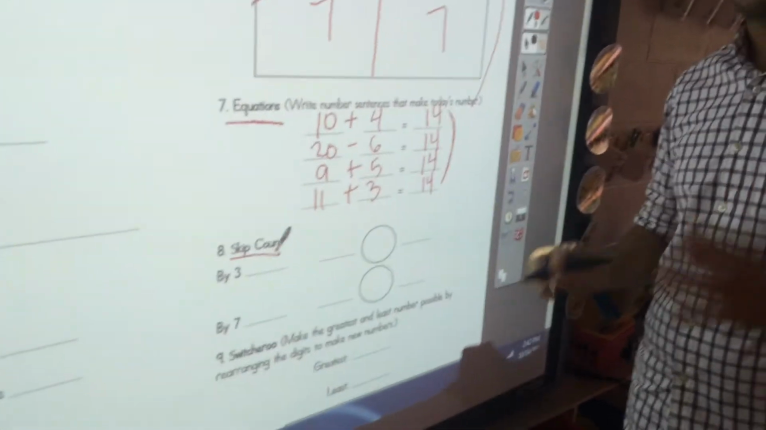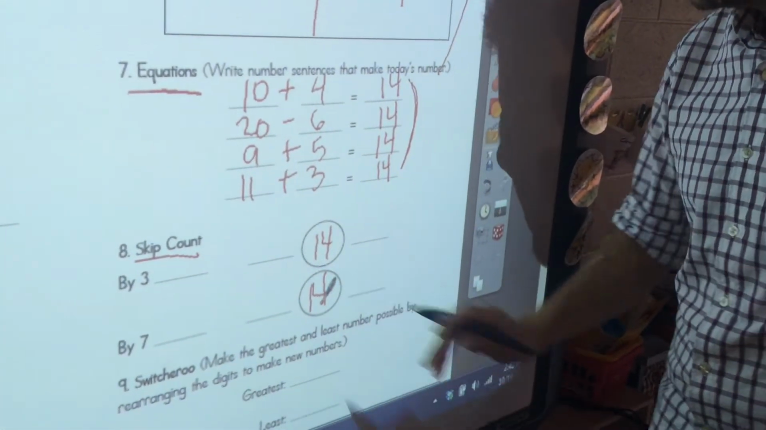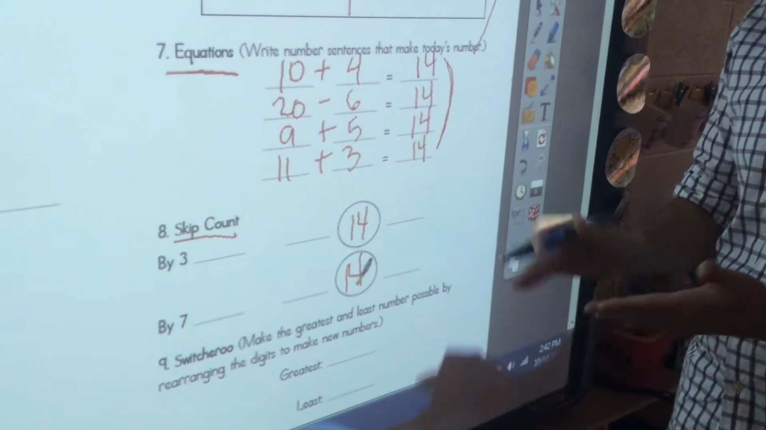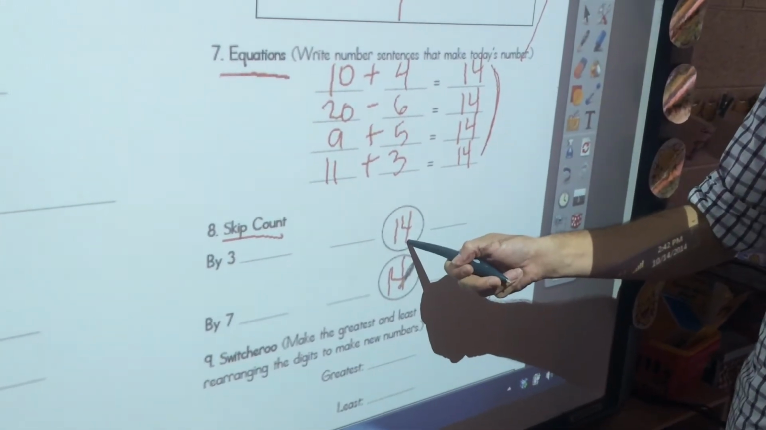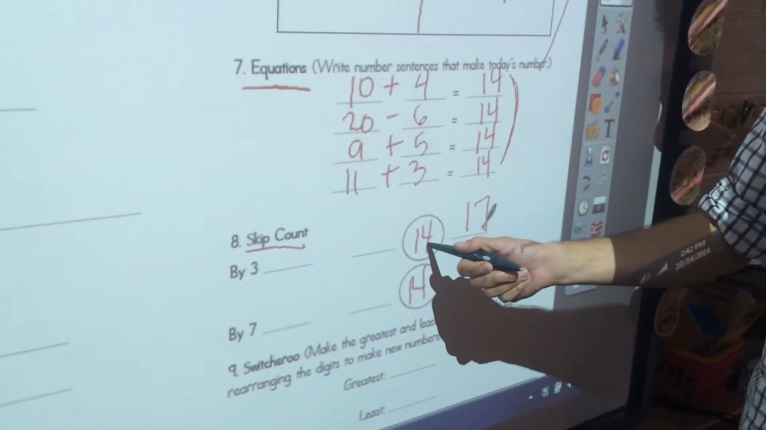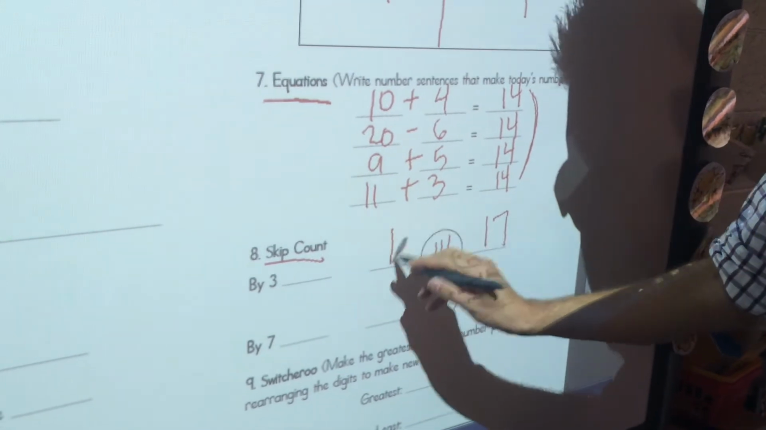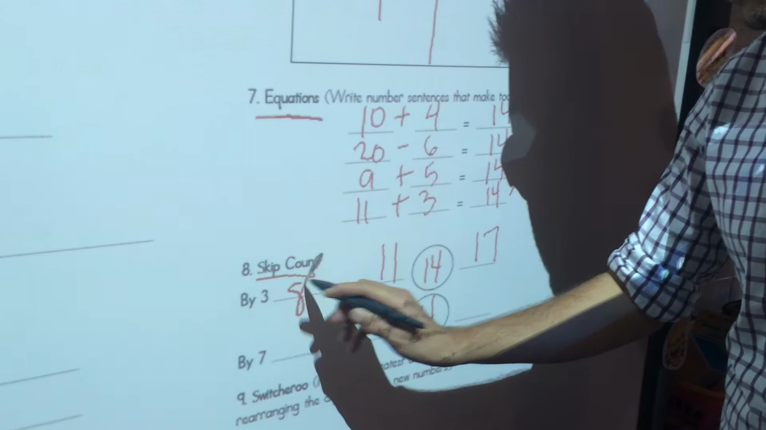Number 8, skip counting. This can be a struggle for some children. In the circle, you're going to write the number of the day. Skip counting is just adding or subtracting by the given number. So if we add 3 to 14, we get 17. If we take 3 away from 14, we get 11. Let's take 3 away again, and we get the number 8.